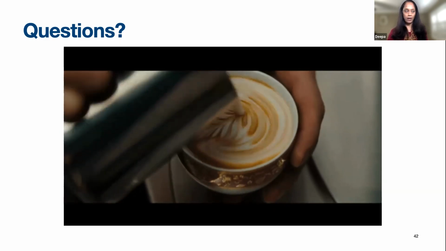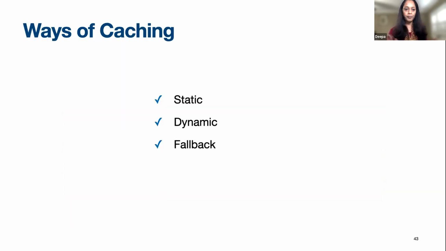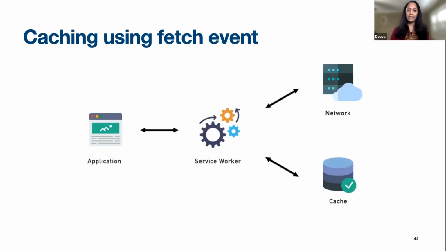Okay, cool. We are almost there. So there are different ways of caching, right? There's static caching, dynamic caching, and then you can also route to a fallback page when you're offline. Today, we'll be talking about static caching. And like I said, the service worker listens to events, so caching can be done using fetch events.